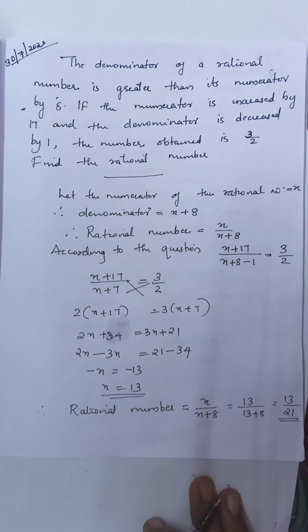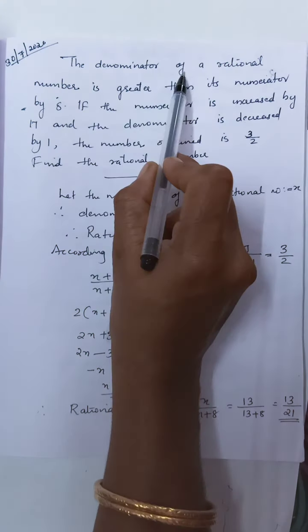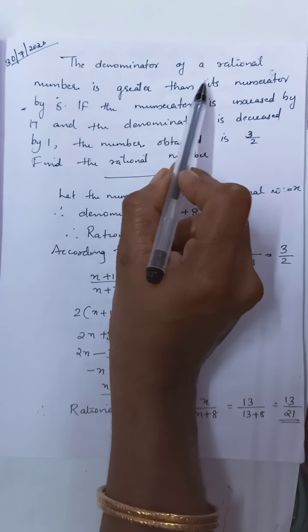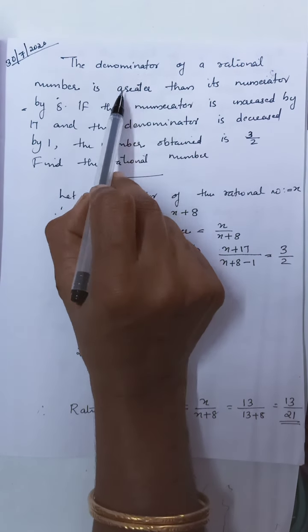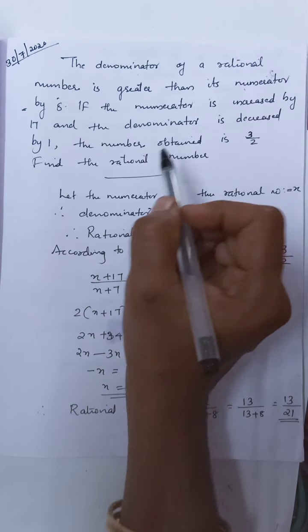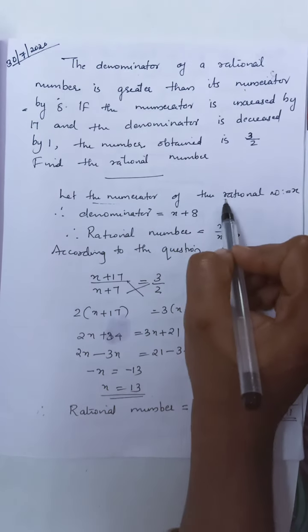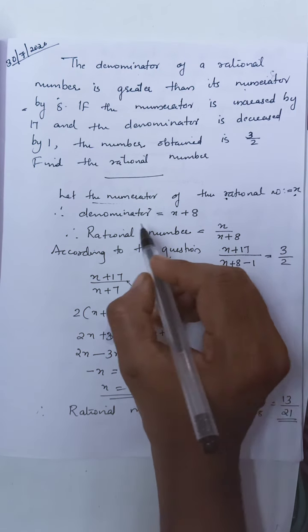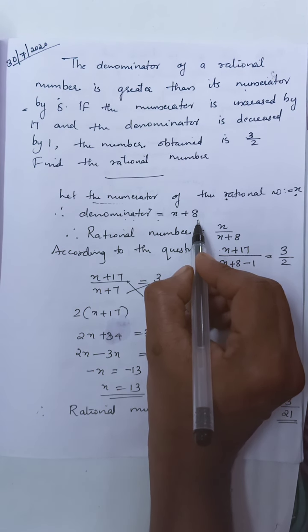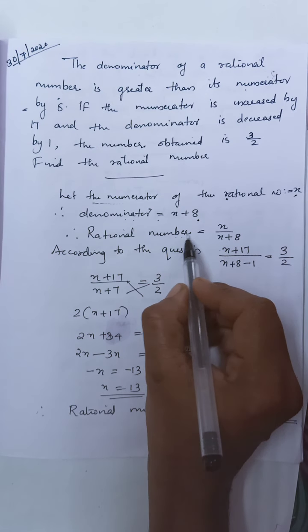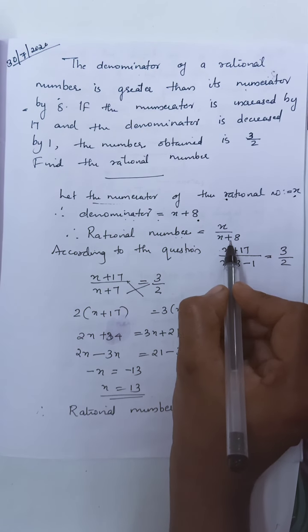Okay. Here the denominator of a rational number is greater than its numerator by 8. So that denominator is related to its numerator. So first we consider our numerator of the rational number as x. So we can write the denominator as x plus 8. Okay. So our rational number is x by x plus 8.